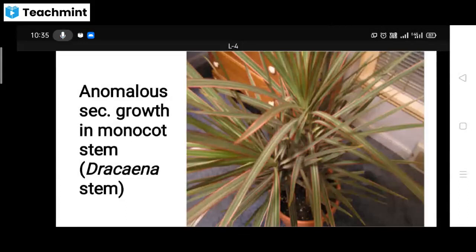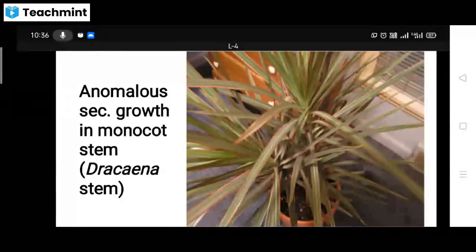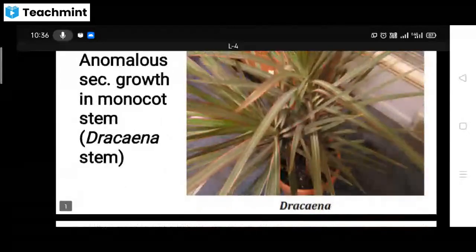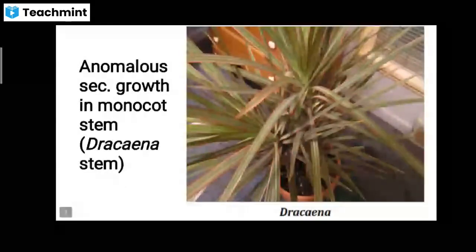This Dracaena is an indoor plant which can be grown for ornamental purposes in offices as well as in different houses for indoor purposes. So this Dracaena comes under the monocot.